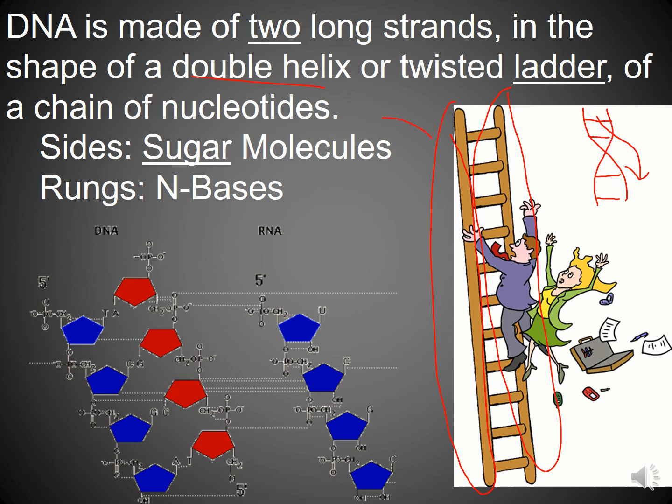So the sides here are the sugar molecules, the pentose, on the outside. The rungs, which are the little steps here, are the N bases. So you see TA, CG, GC, AT. This is where they connect. So this would be AT, GC.